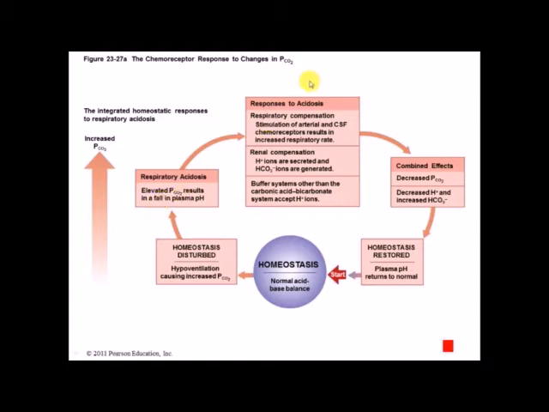So responses to acidosis. So you're going to try to stimulate arterial and central cerebral spinal fluid to increase the respiration rate. We're going to try to get rid of the hydrogen ions at the kidneys, hold on to the bicarbonate, and then other buffer systems are going to try to accept some of those hydrogen ions, hopefully decreasing the partial pressure of CO2. We're going to have decreased hydrogen ions and increased bicarbonate, returning the blood back to a normal pH.